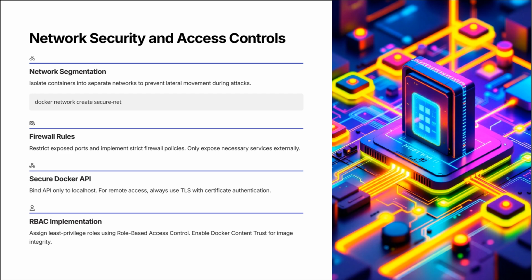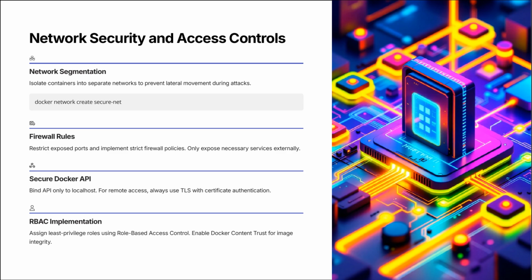On this slide, we're delving into the crucial aspects of network security and access controls within Docker. Starting off with network segmentation, we can utilize the docker network create secure-net command. This allows us to isolate containers into separate networks. This isolation is pivotal in preventing lateral movement during attacks, essentially adding an additional layer of defense.